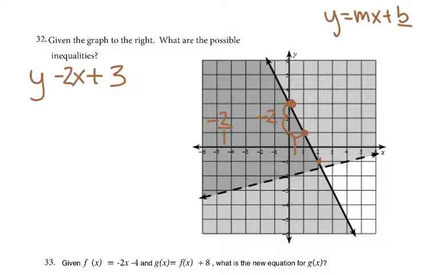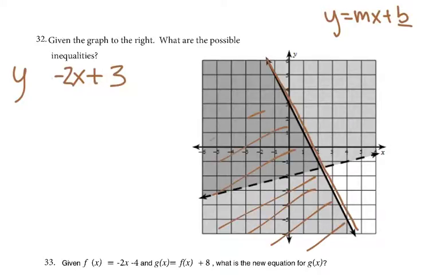negative 2x. Now I've got to figure out, is this less than? Is this greater than or equal to, less than or equal to? I'm not sure. Okay, so to do that, I pick a test point. But I should notice, first of all, from my line, it's shaded to the left, isn't it, for this zone? Should also notice it's solid.